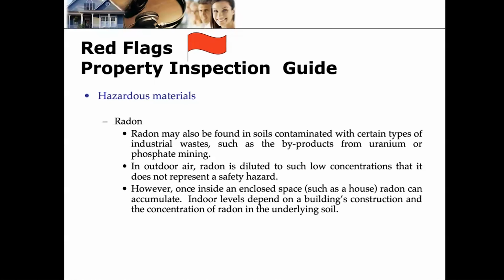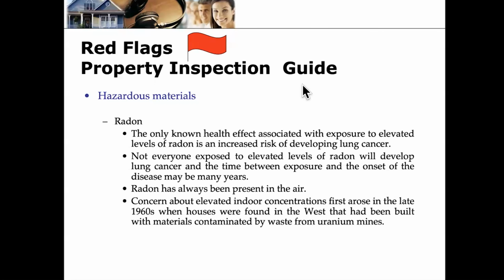It can be found in soils contaminated with certain types of industrial waste, such as byproducts from uranium or phosphate mining. In outdoor air, radon is diluted in such low concentrations that it doesn't represent really a safety hazard. But once you're inside a house, inside of a basement, anywhere that's enclosed space, radon can accumulate, and indoor levels depend on the building's construction, the concentration of radon in the underlying soil, and what's coming through the basement walls even. So radon is something that is hazardous that you need to be aware of.